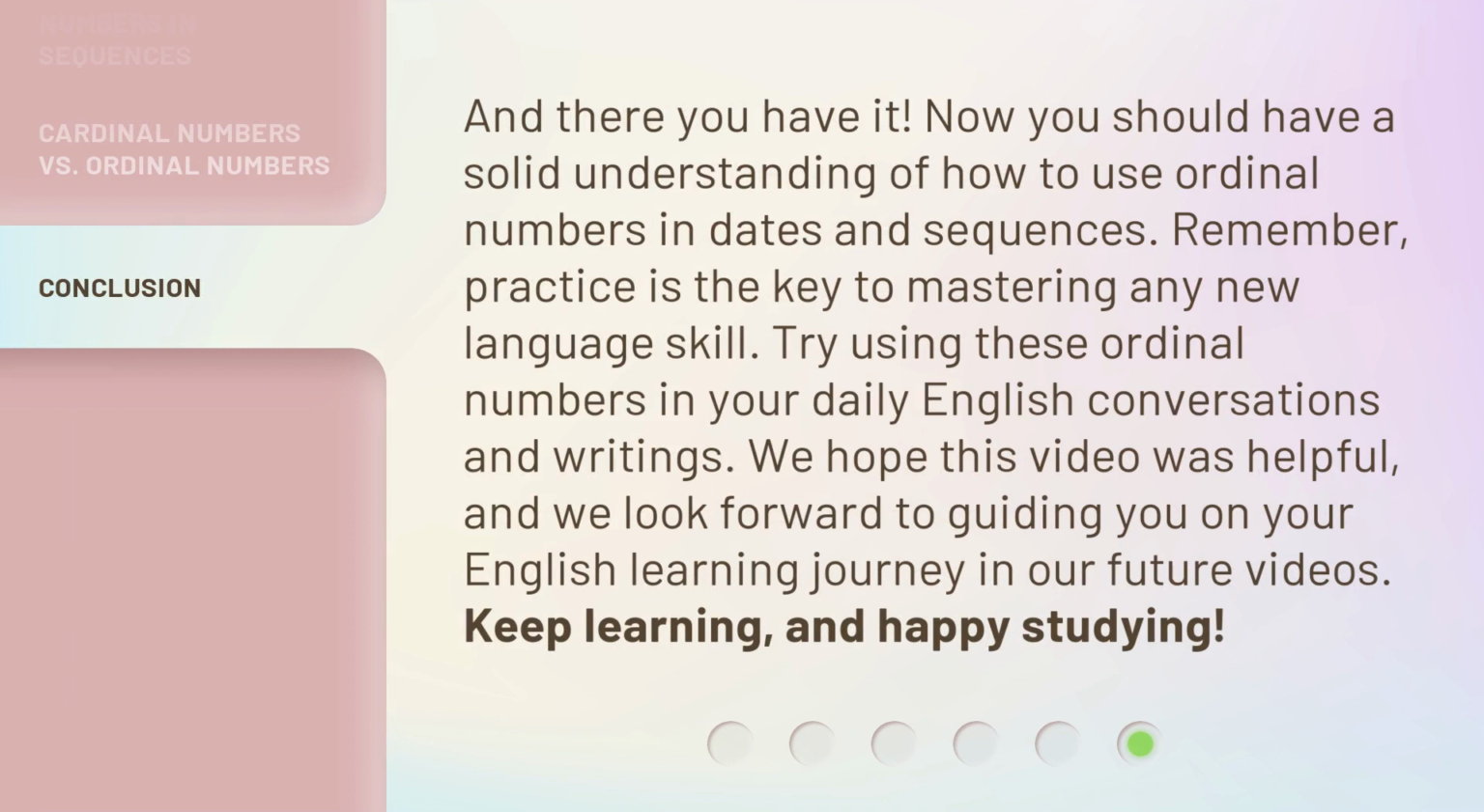And there you have it. Now you should have a solid understanding of how to use ordinal numbers in dates and sequences. Remember, practice is the key to mastering any new language skill. Try using these ordinal numbers in your daily English conversations and writings.